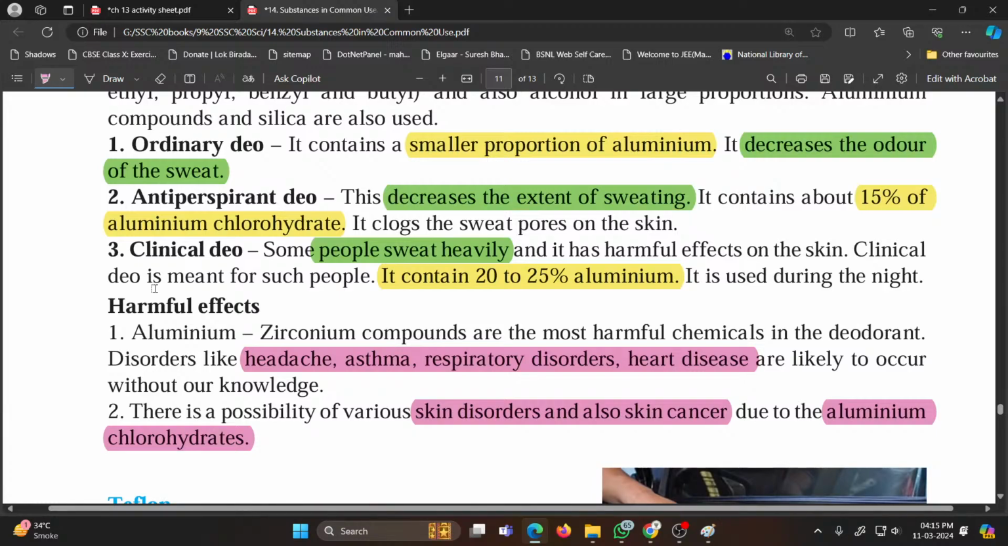sweating. Harmful effects are headache, asthma, respiratory disorders, heart disease. There is a possibility of various skin disorders, skin cancer due to aluminium chlorohydrates.